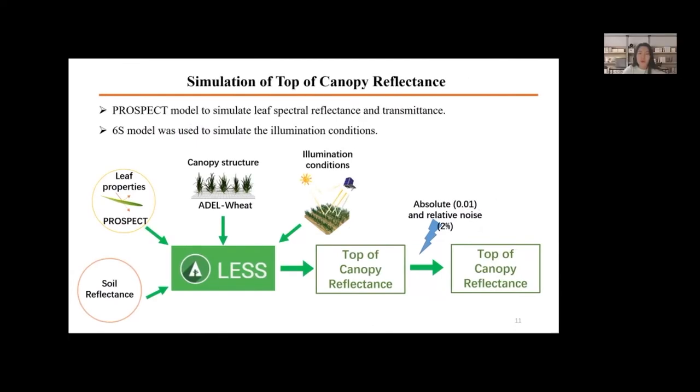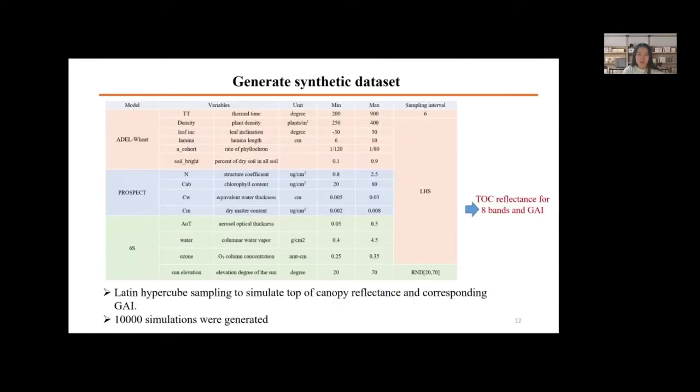A PROSPECT model was used to simulate the leaf spectral reflectance and transmittance. A soil model was used to simulate the soil reflectance. Leaf properties, canopy structure, and illumination conditions will be input to the LESS model. And then we can simulate the top of canopy reflectance. In order to make the simulated reflectance close to actual satellite characteristics, we add some absolute and relative noise. Latin hypercube sampling was used to simulate the top of canopy reflectance and the corresponding GI.